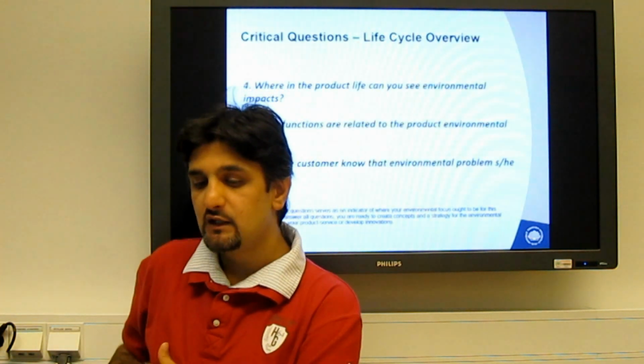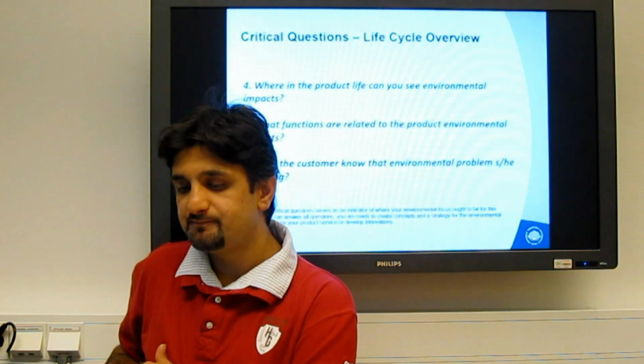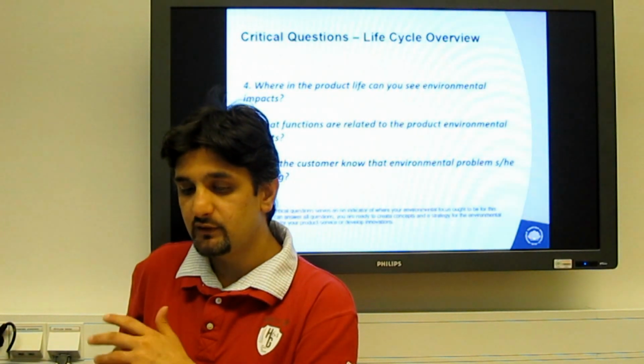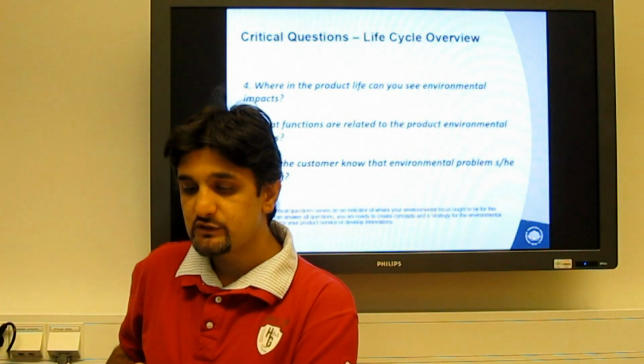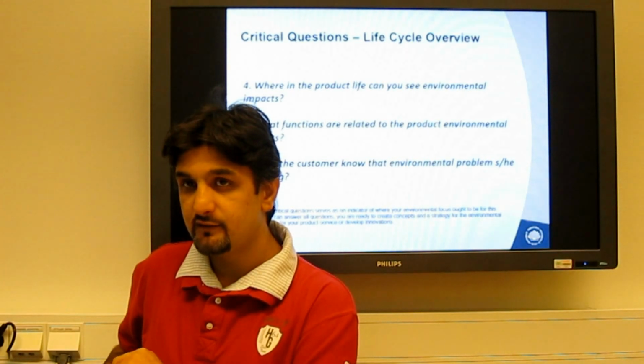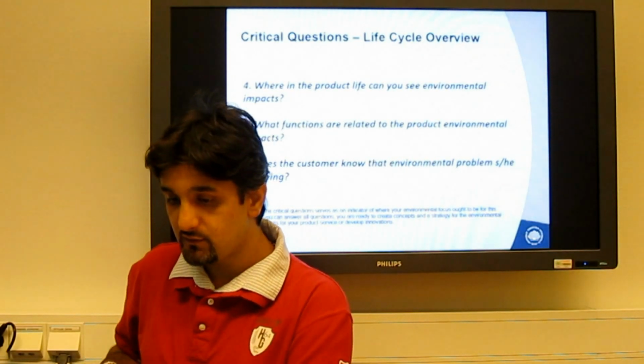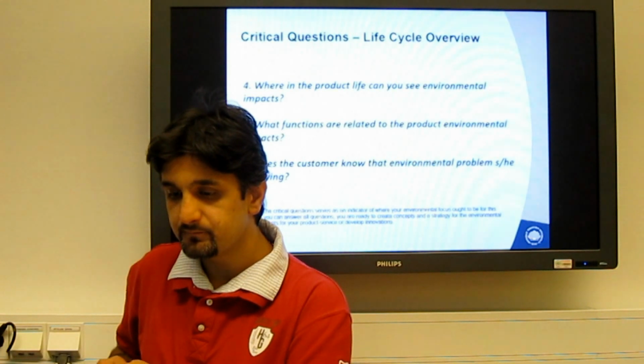The fourth question: where in the product life cycle can you see environmental impact? What functions are related to the product's environmental impact? So we're talking about the functionality of the product.